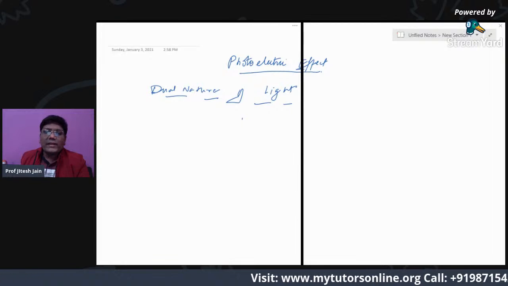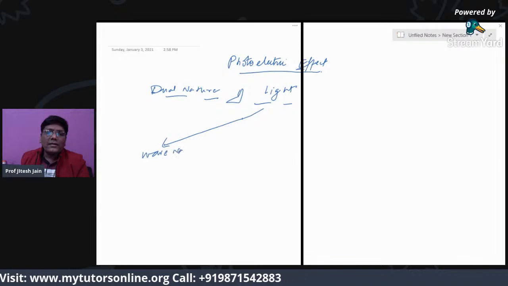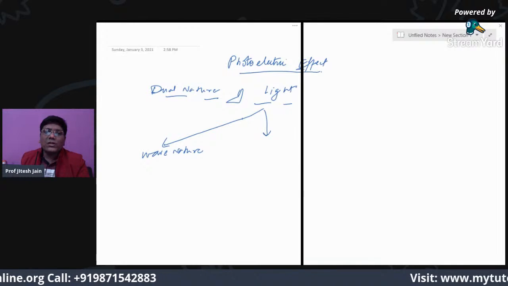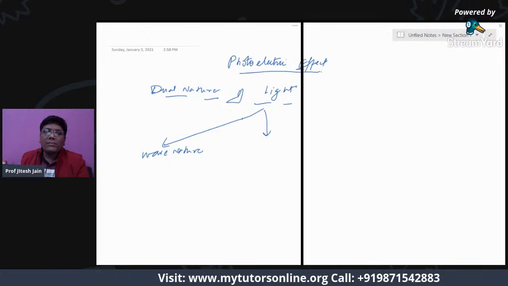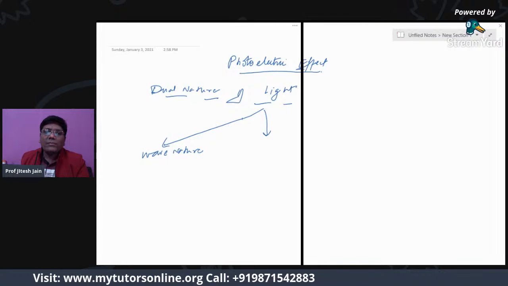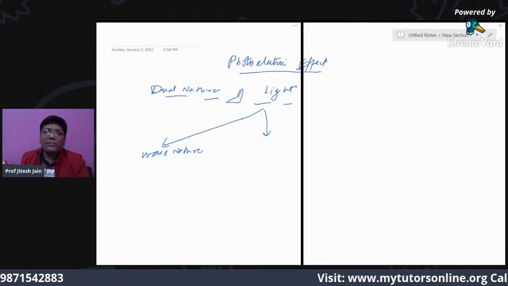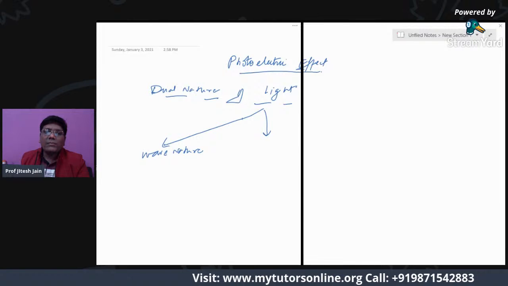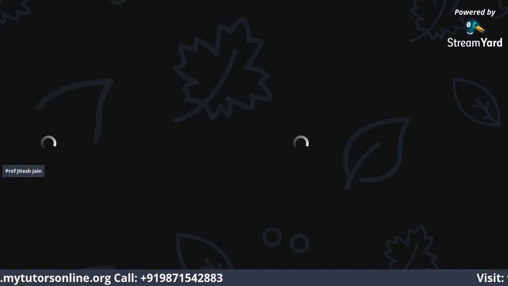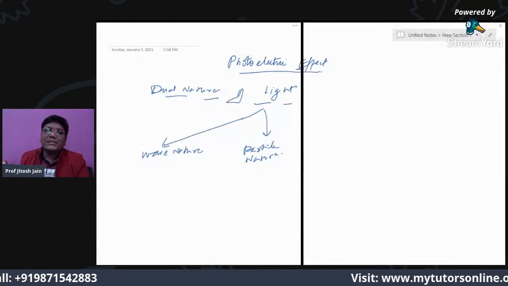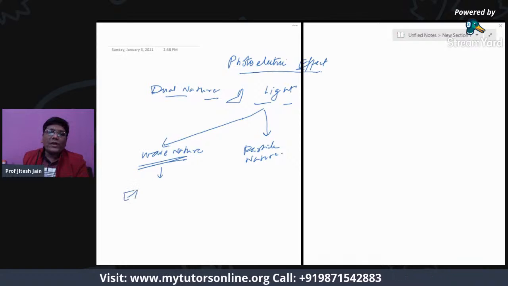What are the natures of light? The first nature of light is the wave nature, and the other nature of light is the particle nature. When you say light is a wave, what does it mean, dear students? It means that light is traveling in the form of an electromagnetic wave.